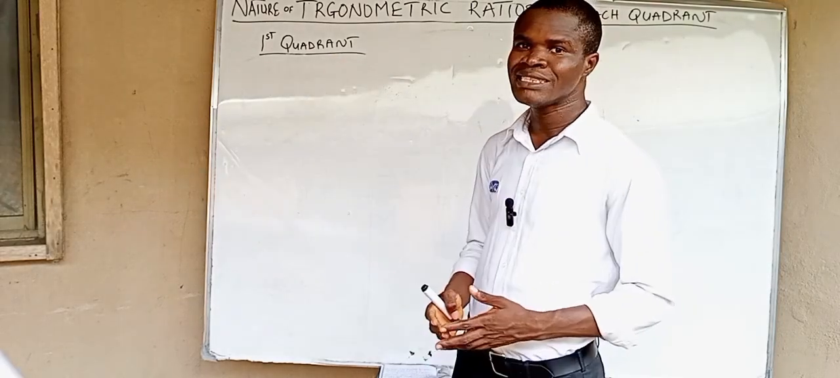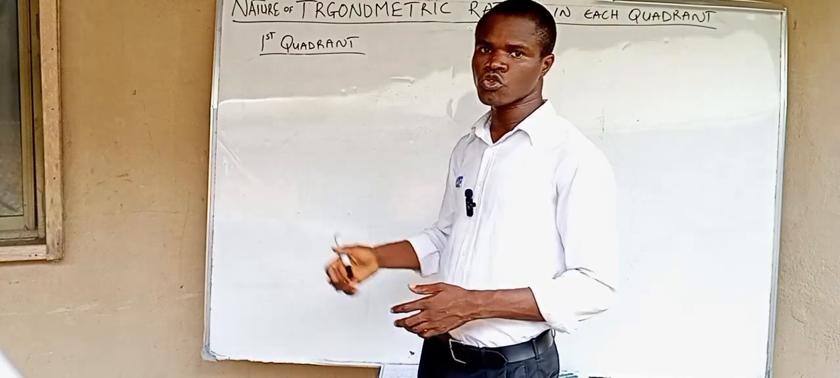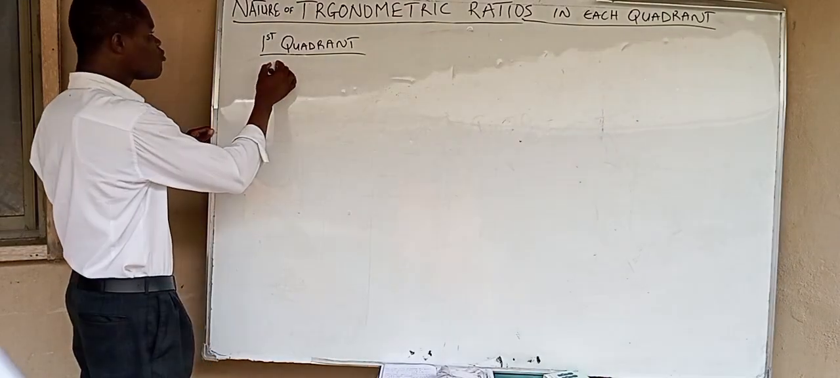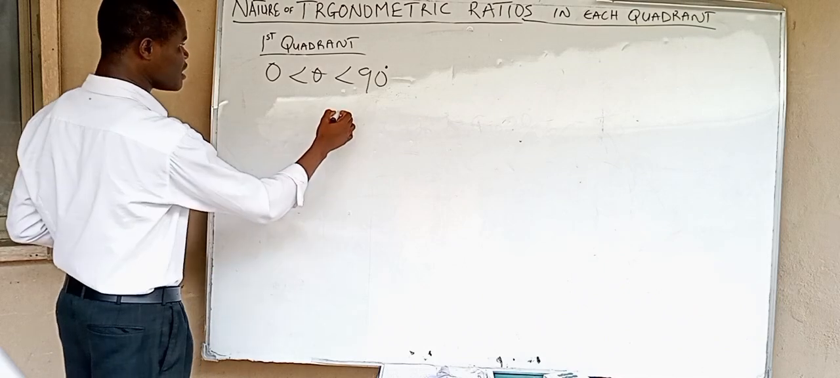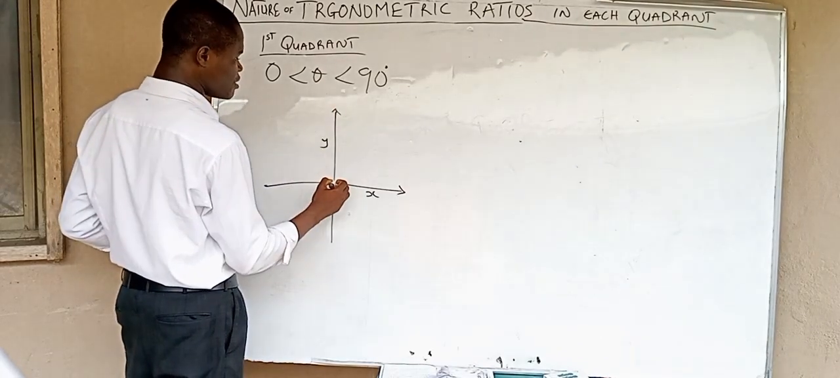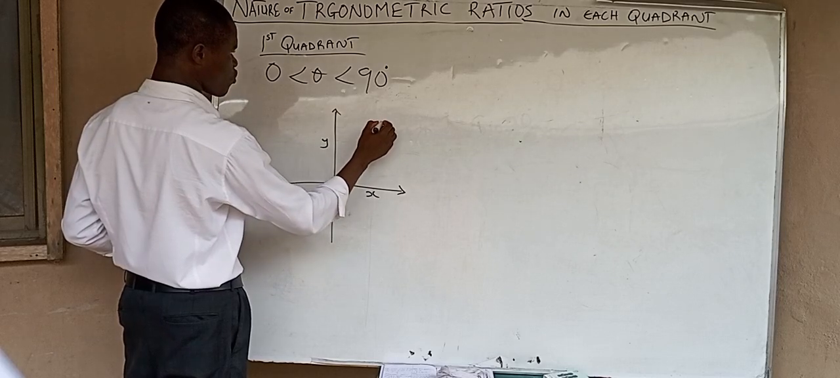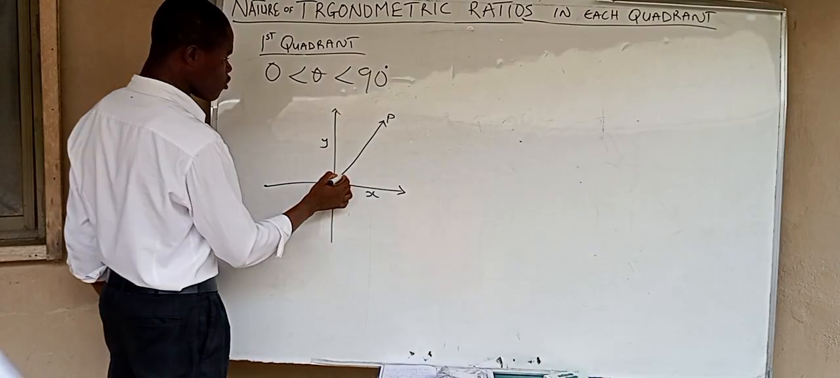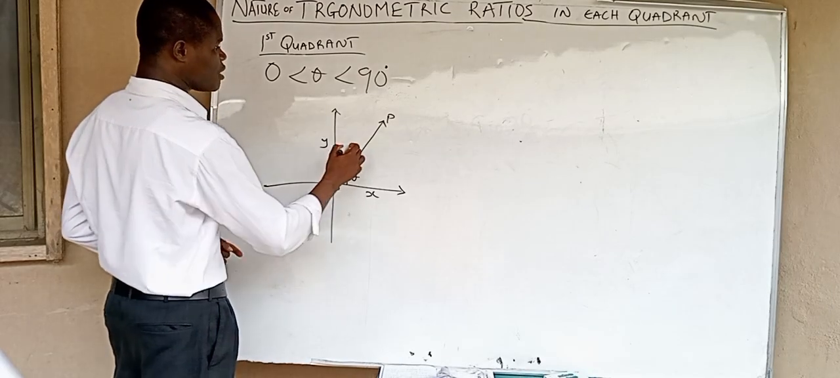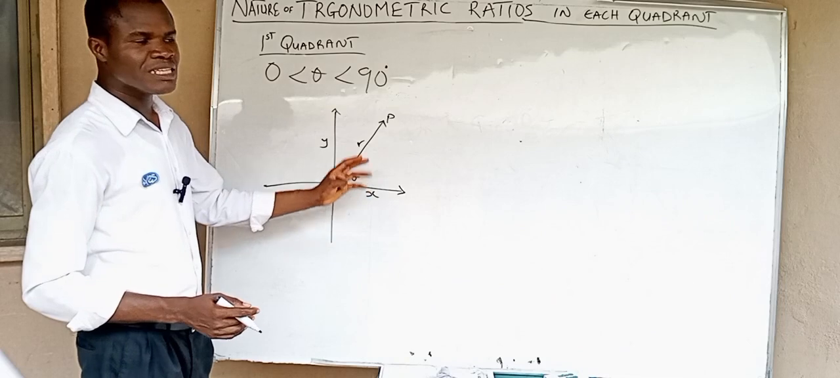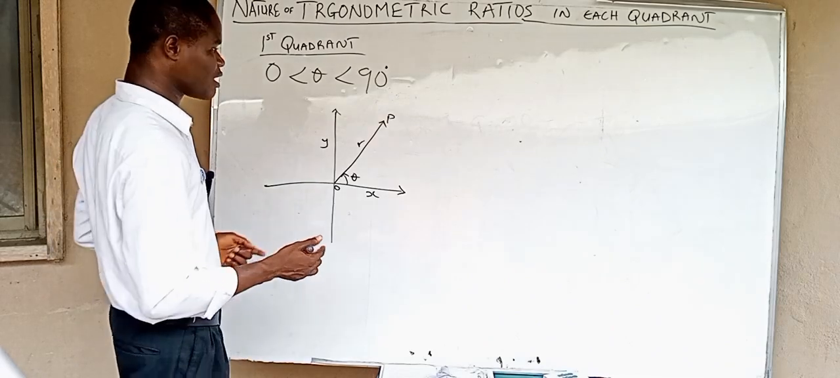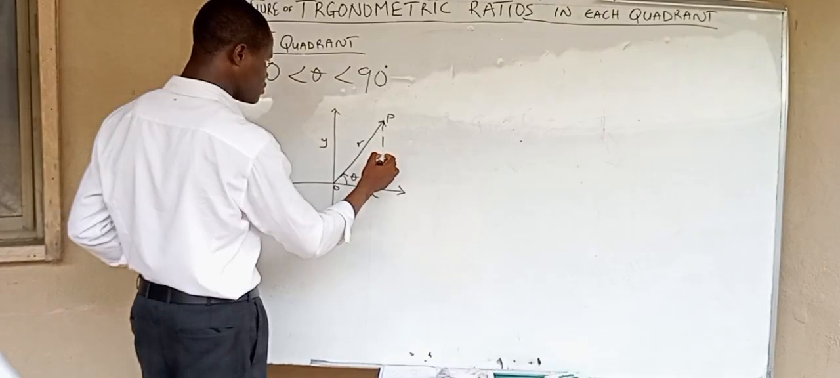Okay, let's first of all consider the nature of trigonometric ratios within the first quadrant. For an angle to be within the first quadrant, that angle must be between 0 and 90 degrees. So let's draw our quadrant. Since we are dealing with the first quadrant, theta is within the first quadrant. Let's call here R. For us to understand the nature of trigonometric ratios within this first quadrant, we're going to produce a right-angled triangle this way.